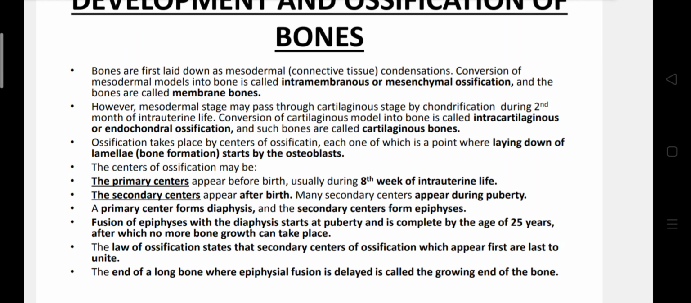The law of ossification states that secondary centers of ossification which appear first are last to unite. The end of a long bone where epiphyseal fusion is delayed is called the growing end of the bone.